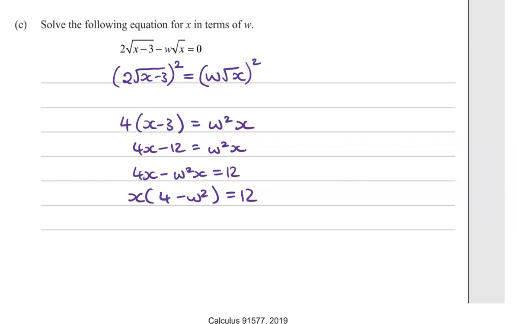Now if we factorize out that x term, we get this line. And then we can move that 4 minus w squared over to the right hand side, and now we've got x in terms of w.